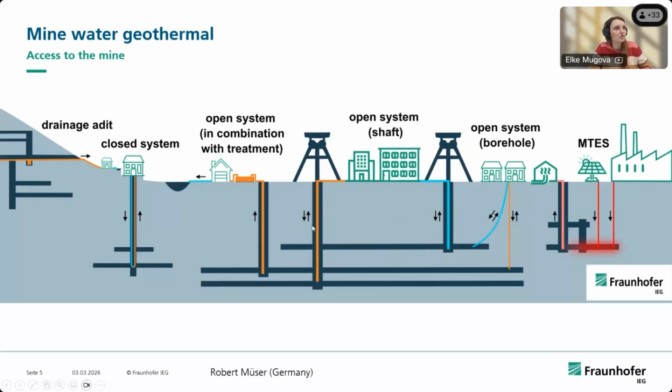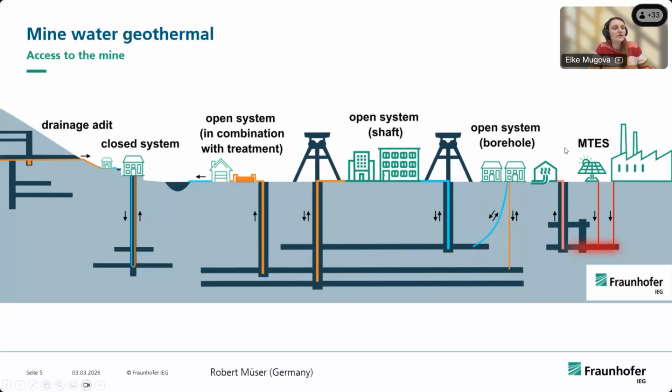So if we have no shafts available that we can use, it's also possible to drill inside the mine workings. This can be the normal vertical drilling, but it can also be done via directional drilling. So for example, here you can't just drill vertical because there are buildings, infrastructures. So it's also possible, and we've done this here in Bochum with directional drilling.